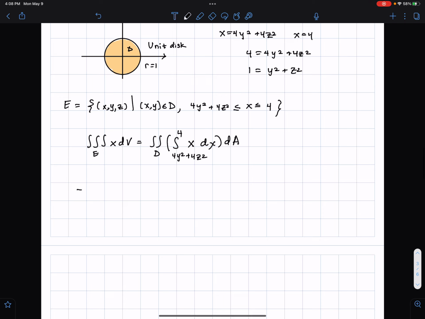So then I integrate, and I'm just going to sort of kick the can and not think about what D is, even though I know it's a disk over here. But I'm going to integrate x with respect to x, so that becomes x squared over 2. And then that is between 4y squared plus 4z squared and 4. And then I have dA.